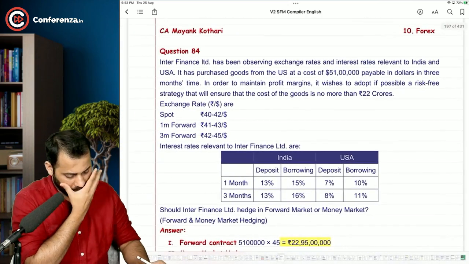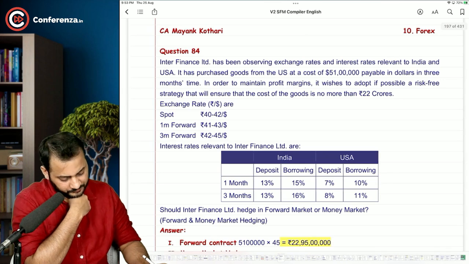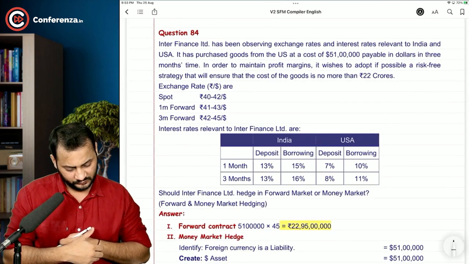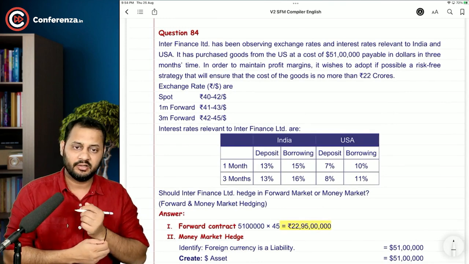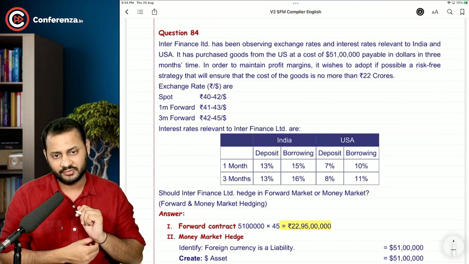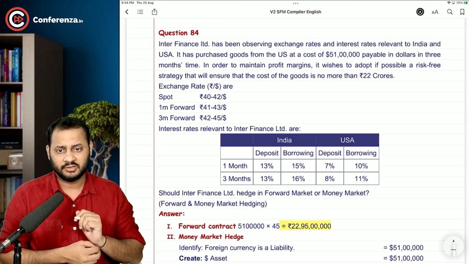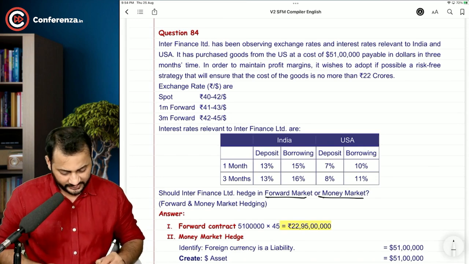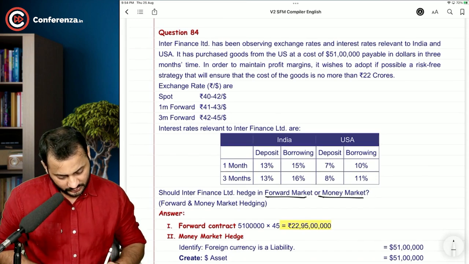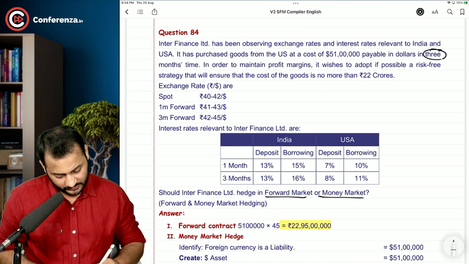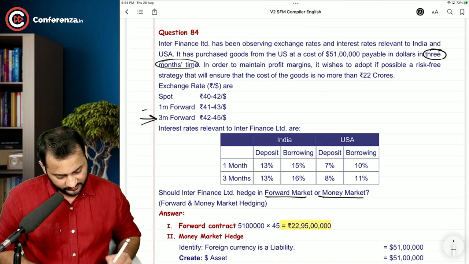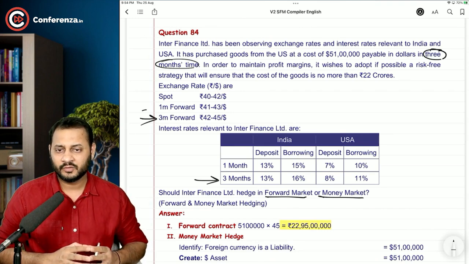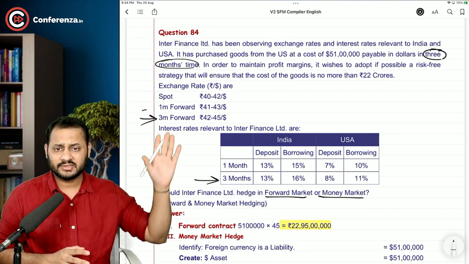Question number 84. Let me see if something can be done. A simple question again. India and USA deposit and borrowing rate is given to you. 1 month, 3 month. Show Interfinance Limited with forward market or money market. The forward rates are also given. Purchase the good payable in 3 month. See, so 3 months rates will be applicable most of the time. I don't think 1 month rate will be applicable in this case. And the rates are direct.